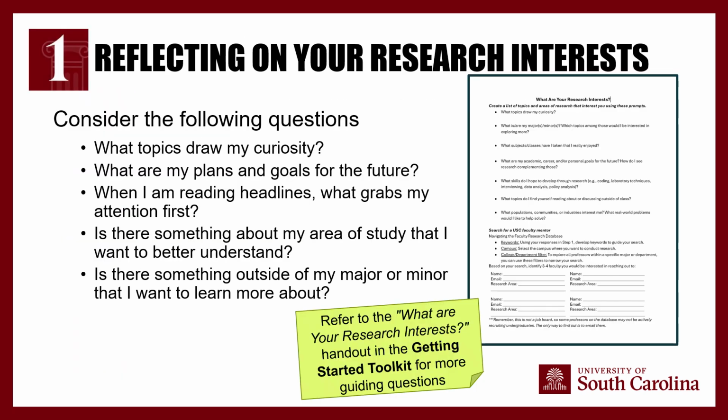Step 1 is to reflect on your research interests, and to help with that, we have a worksheet called What Are Your Research Interests in our Getting Started Toolkit that has a series of guiding questions like, what topics draw my curiosity? Is there something about my area of study that I want to better understand? Is there something outside of my major that I want to learn more about? So think about some of these questions, jot down some ideas you have so you can narrow down what specific topics or subjects or areas you would want to learn more about in a research project.